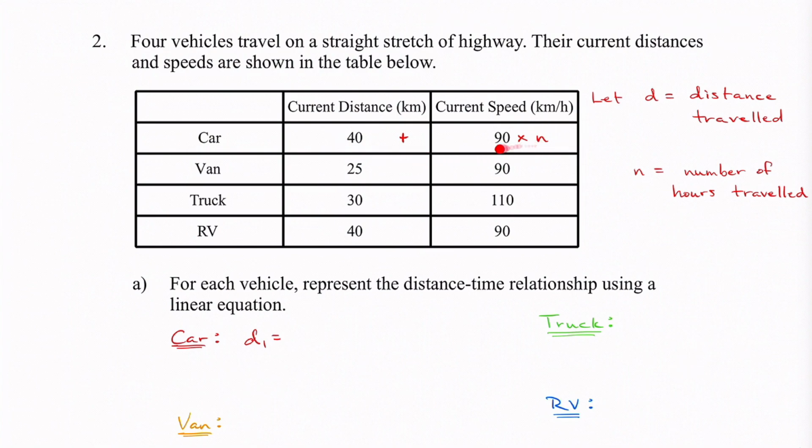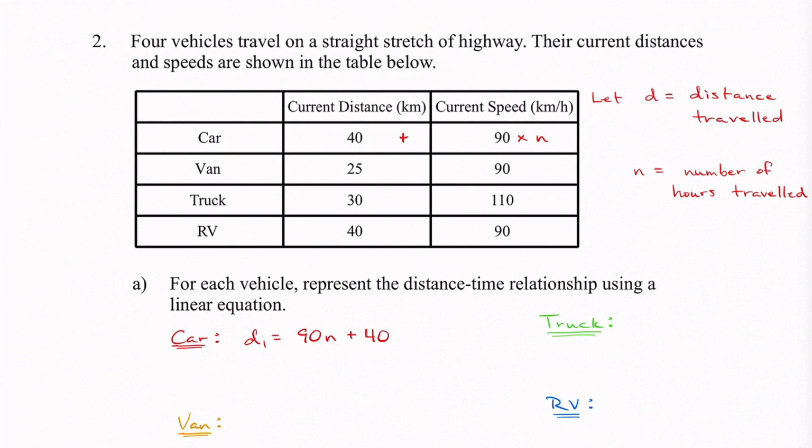And then I'm just going to rearrange it so that I put this first, just because we normally like to put the variable first. It looks more like our other form. So we got 90n and then plus 40. So we're going 90 kilometers an hour, plus we already started at the 40 kilometer mark.